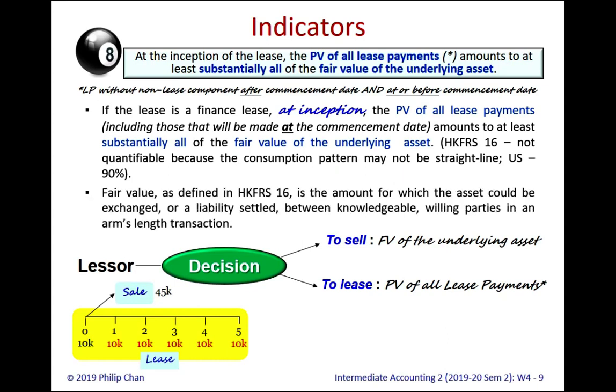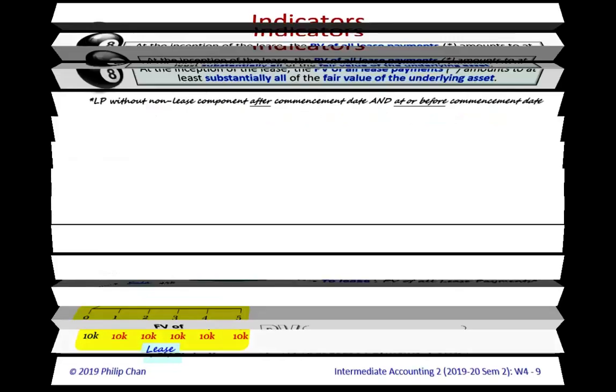And fair value, by definition, is simple. It is the amount for which the asset could be exchanged or liability settled between knowledgeable and willing parties in an arm's length transaction. It usually means the market price of that asset at the time.